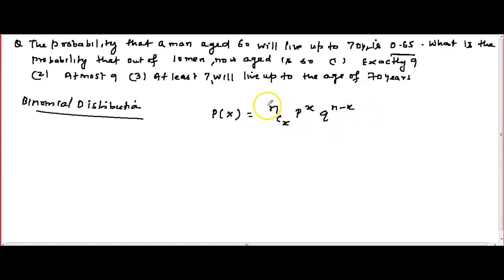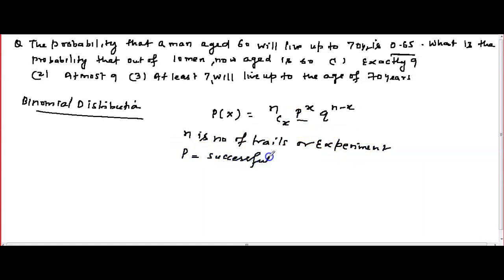Where n is the number of trials, the experiment, and p is success, and q is failure. This in detail I will teach later, but the assignment is given in the college, so I am just explaining directly here.